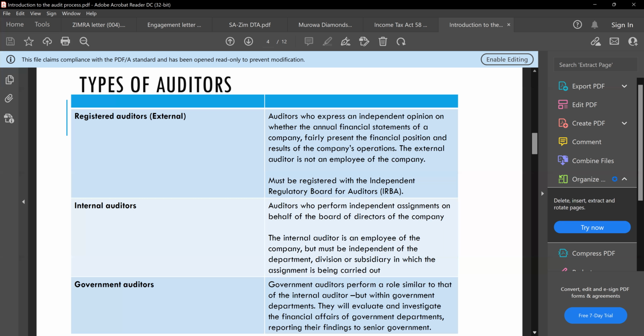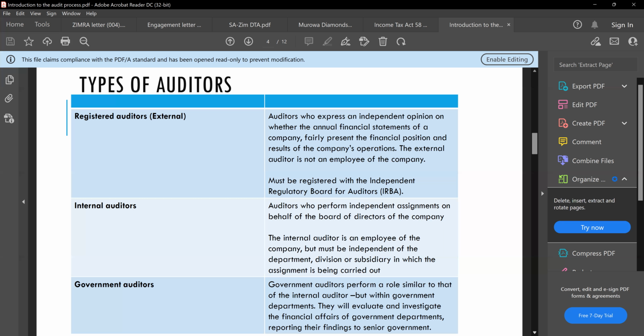Internal auditors are auditors who perform independent assignments on behalf of the board of directors of the company. The internal auditor is an employee of the company, but must be independent of the department, division, or subsidiary in which the assignment is being carried out. So they work internally and they perform assignments on behalf of the board of directors.